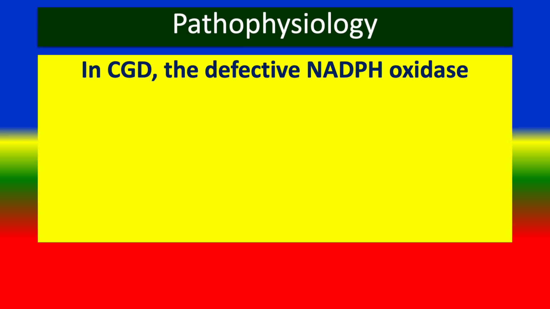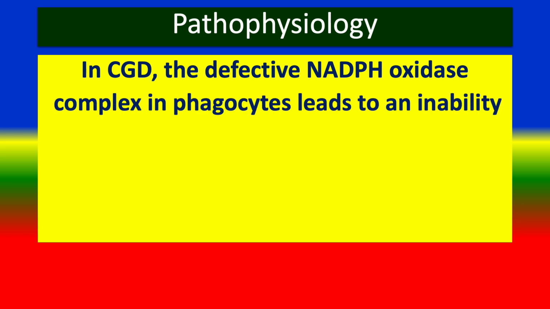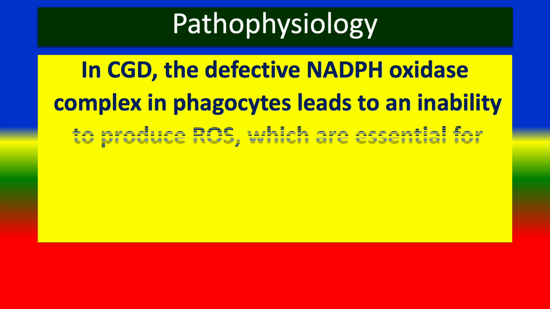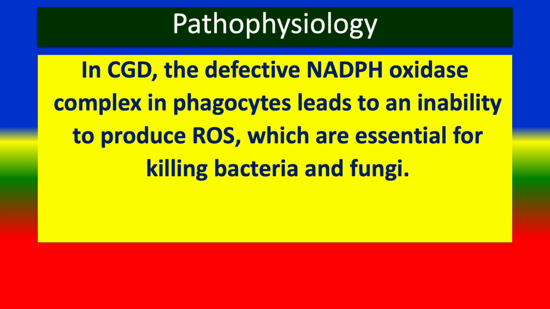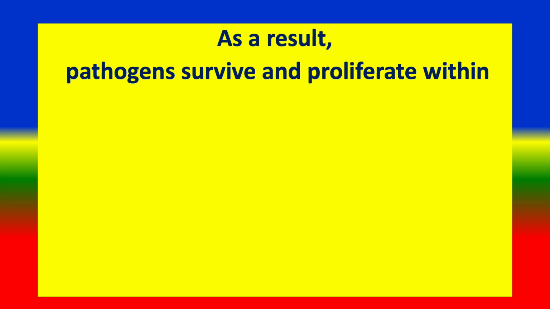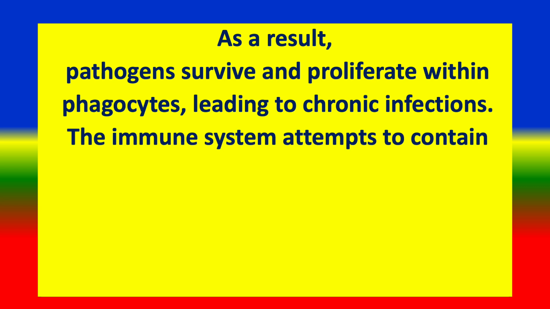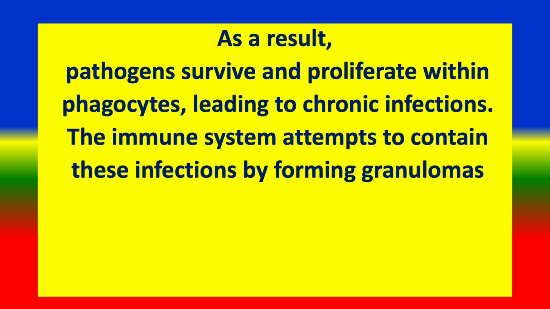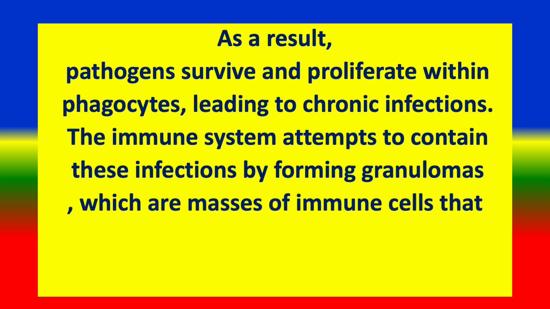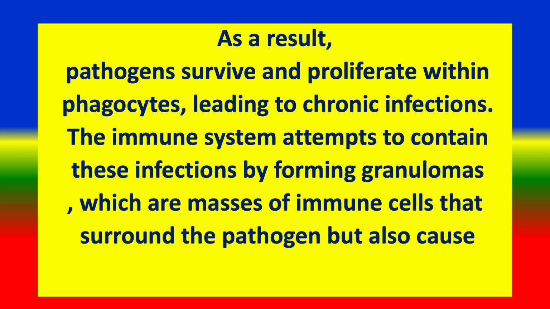Pathophysiology. In CGD, the defective NADPH oxidase complex in phagocytes leads to an inability to produce ROS, which are essential for killing bacteria and fungi. As a result, pathogens survive and proliferate within phagocytes, leading to chronic infections. The immune system attempts to contain these infections by forming granulomas, which are masses of immune cells surrounding the pathogens, but also cause tissue damage.